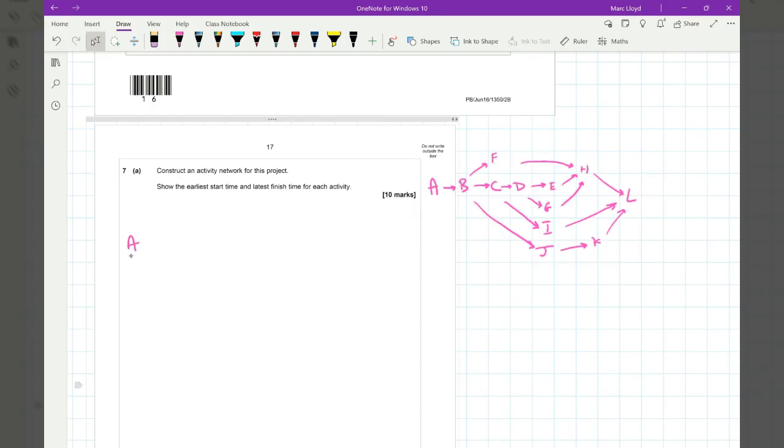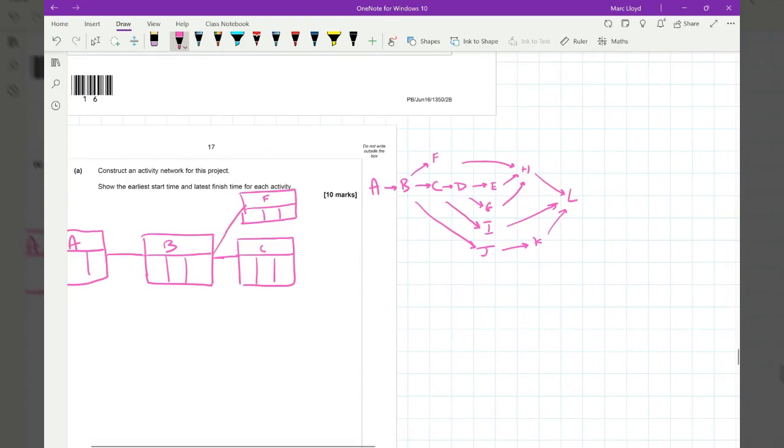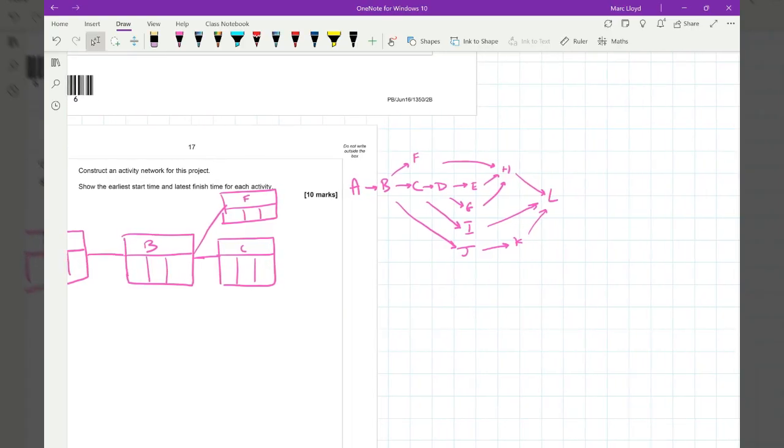So for A, I might just go off the page. I've got OneNote, so it's fine. And that goes to B. We then go through to C. And I've got F just above it, which is connected to B. B is also going to connect to a few other things. I'm going to write them underneath as well.